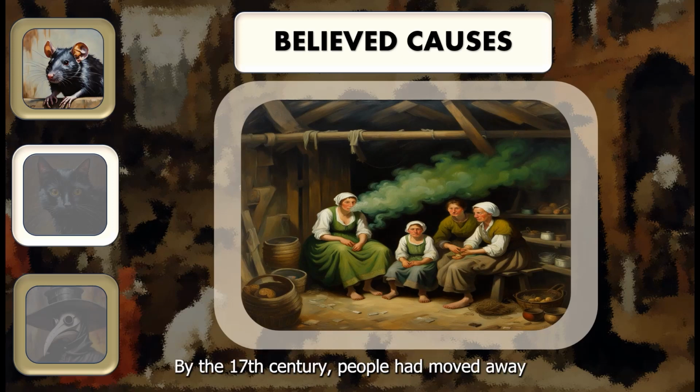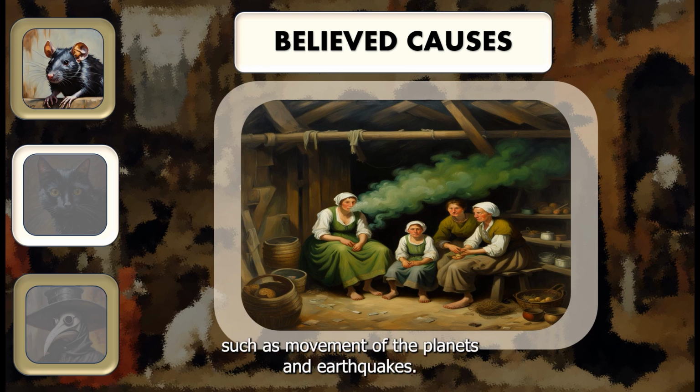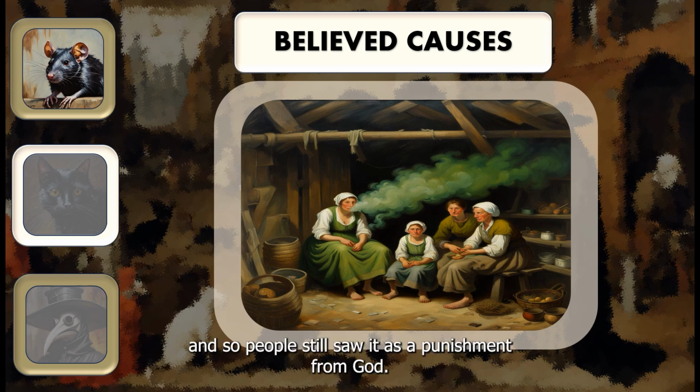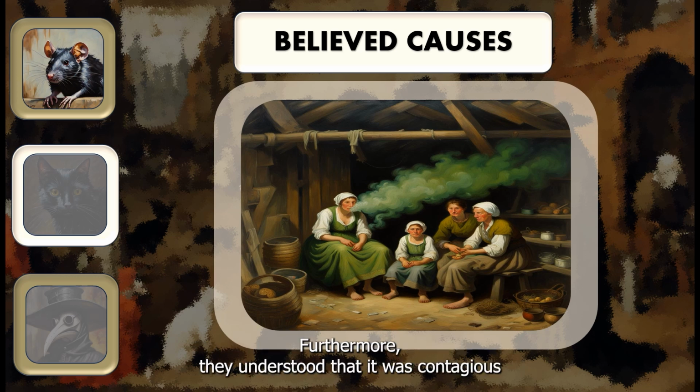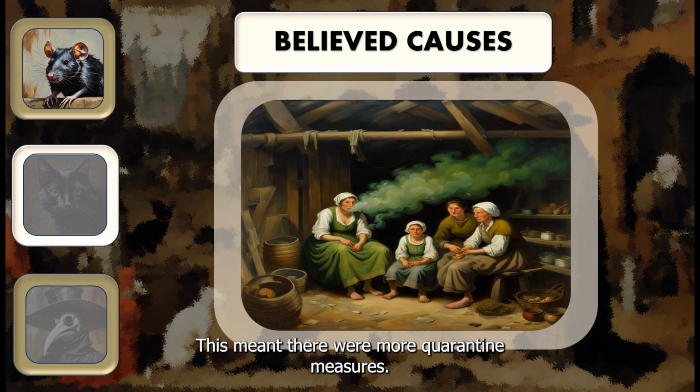By the 17th century, people had moved away from believing some of the more outlandish causes of plague, such as movement of the planets and earthquakes. However, it was still a very religious society, and so people still saw it as a punishment from God. Furthermore, they understood that it was contagious, and so could be passed to members of your family or community. This meant there were more quarantine measures.